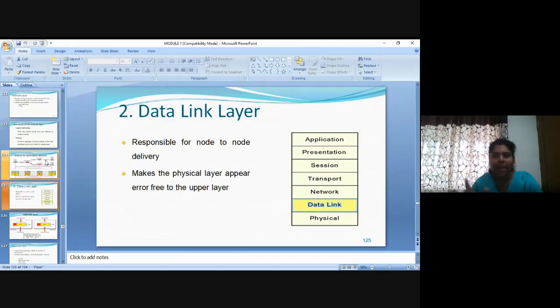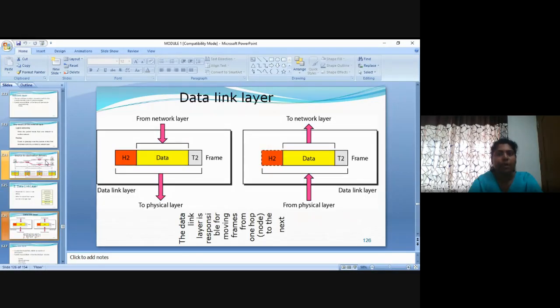And the whole package is now called the frame. The whole packet is called a frame now. So different names are there for the data unit. In the data link layer, that entire data unit is called a frame. In the network layer, what was it known as? It was known as a packet, right?